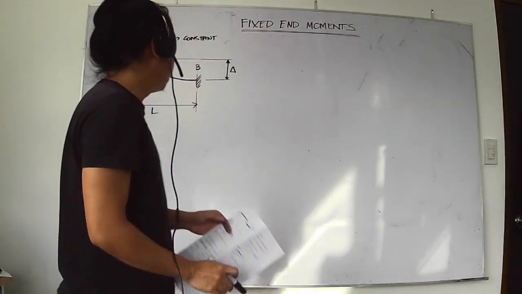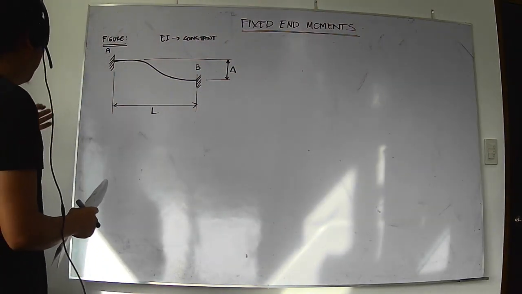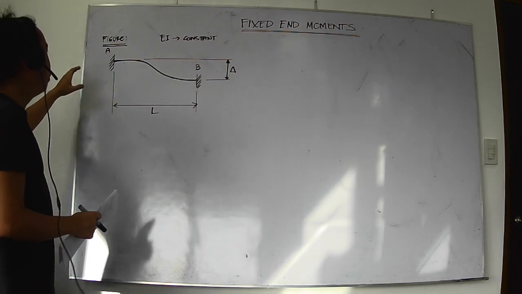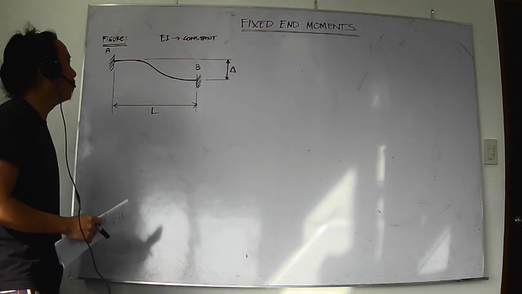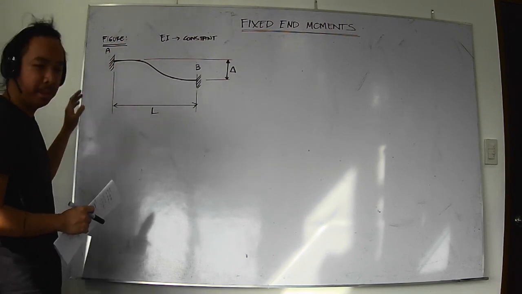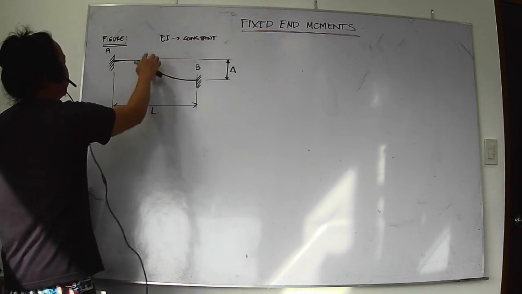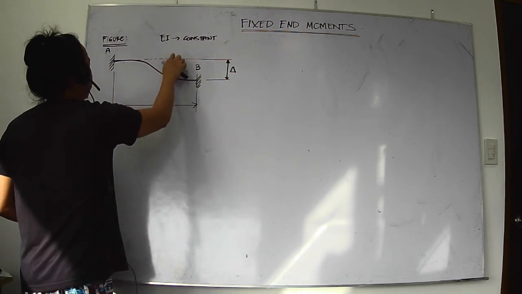Okay. So we have another case of solving for fixed moments. What if the beam is like this? Assuming EI is constant, okay? This usually happens, especially in steel beams.